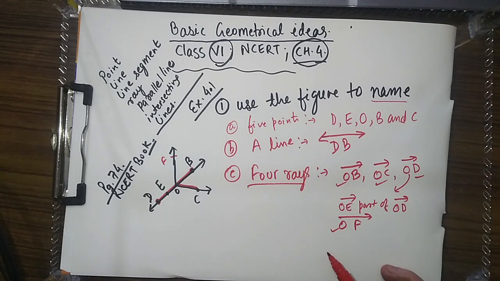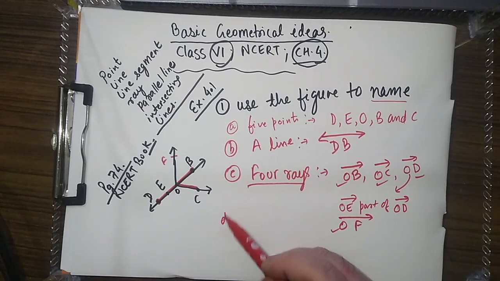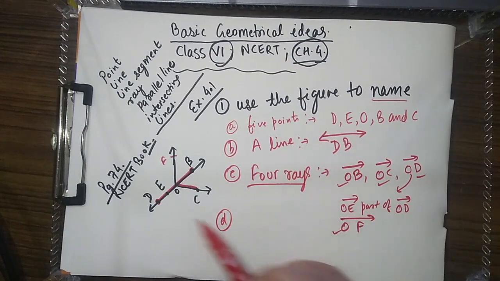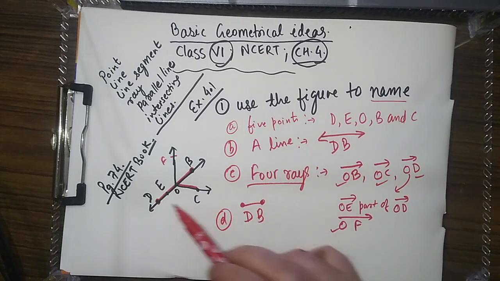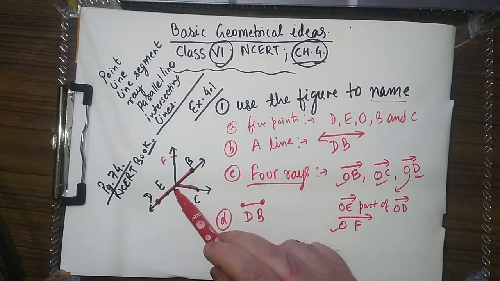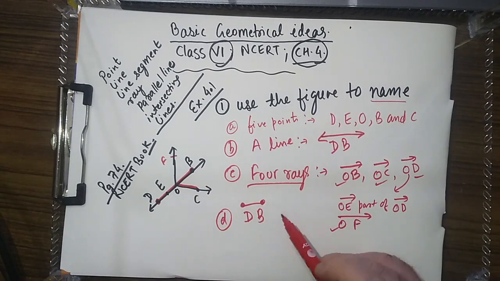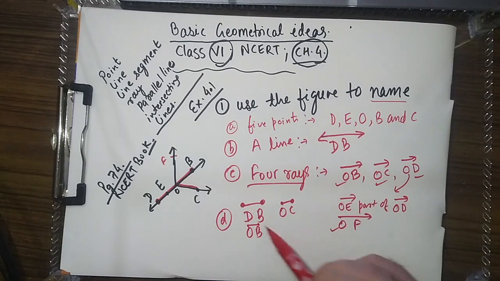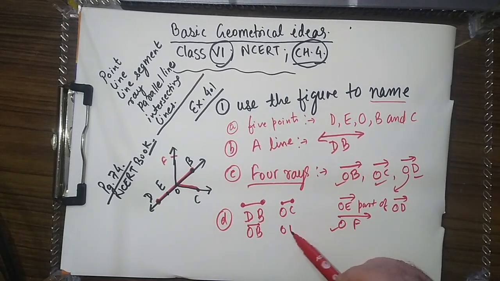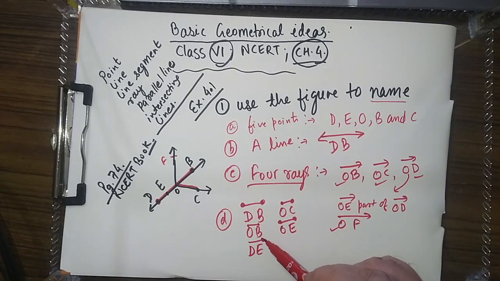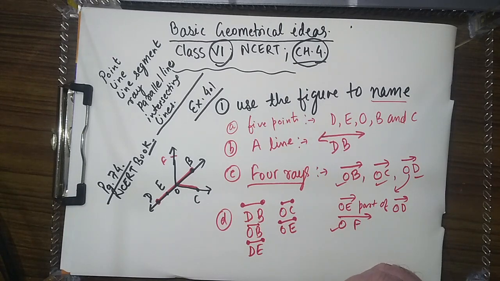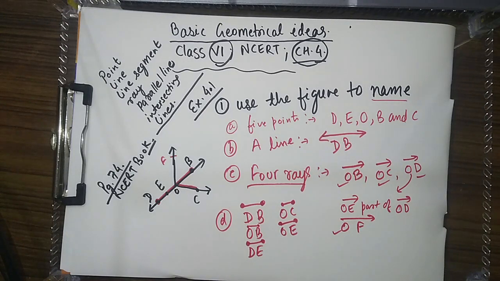Then 5 line segments. 5 line segments would be: DB is a line segment. Then it has 2 endpoints. OB is a line segment. OC is a line segment if we take up the point up to this only. OE is a line segment and DE is also a line segment. So line segments are also the parts of rays. So a ray contains a number of other line segments. Now we will go to the next question.